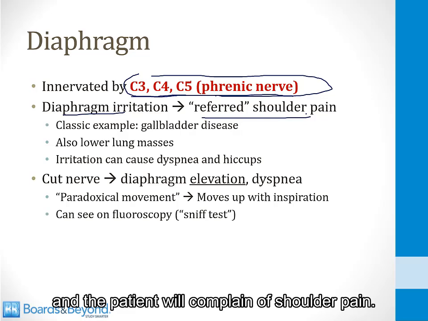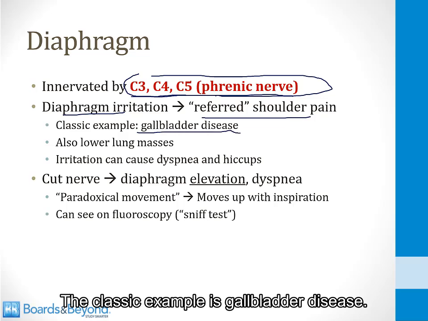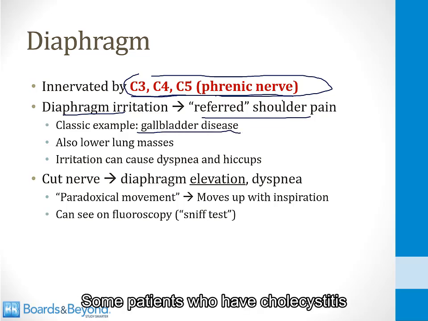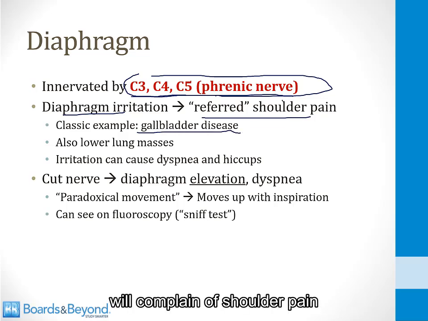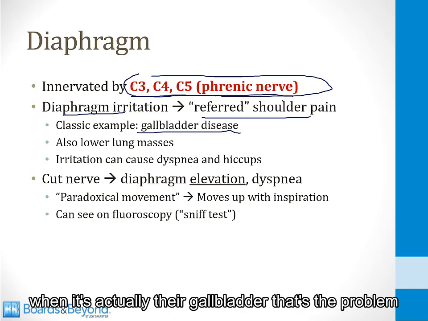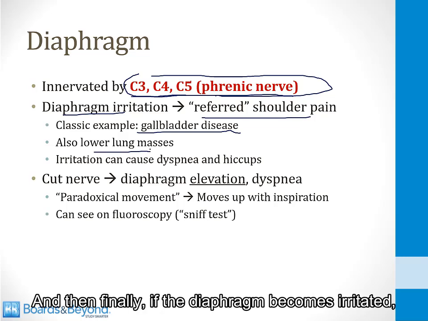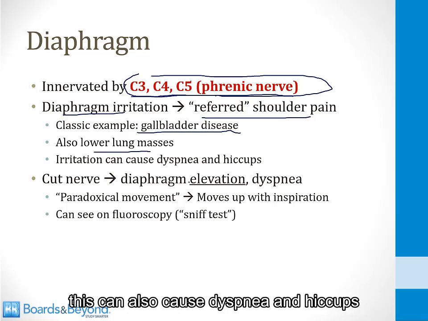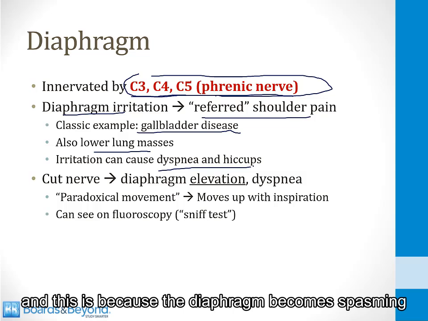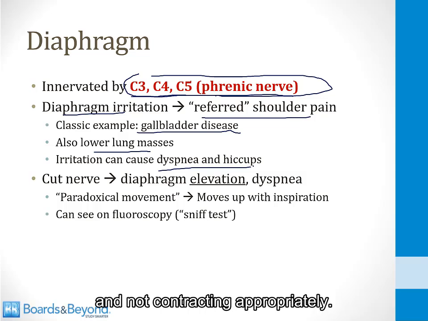The patient will complain of shoulder pain. The classic example is gallbladder disease. Some patients who have cholecystitis will complain of shoulder pain when it's actually their gallbladder. That's the problem, irritating the diaphragm. Lower lung masses can also do this. And then finally, if the diaphragm becomes irritated, this can also cause dyspnea and hiccups. And this is because the diaphragm begins spasming and not contracting appropriately.